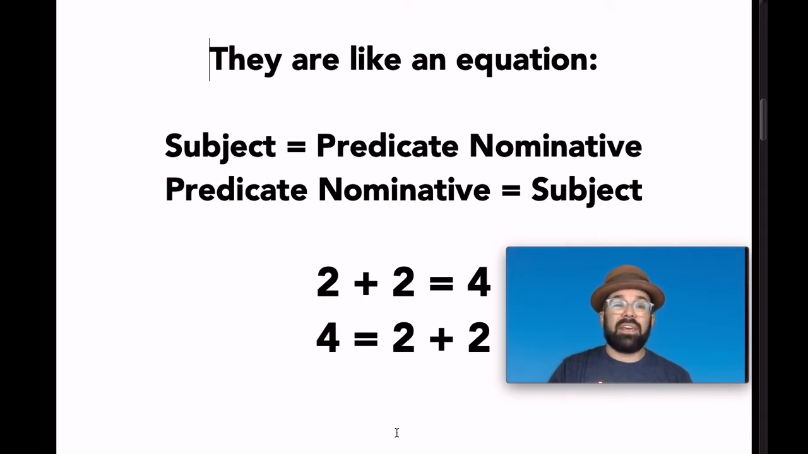And so this is going to be a way that we can check our answers with the grammar. We can reverse these two things in a sentence. We can switch the predicate nominative and the subject, and the sentence should still essentially mean the same thing. We've just reversed the order of it, just like these equations right here. Let's look at some examples about what I'm talking about, though. I think it'll help clear things up.